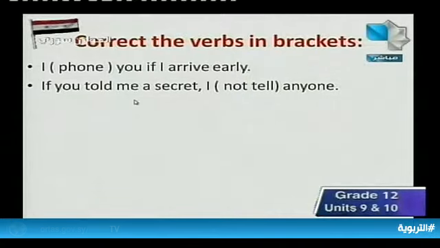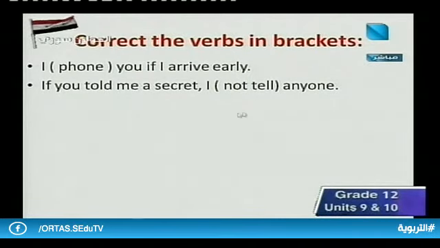The next one. If you told me a secret, I wouldn't tell anyone, because we have told, simple past. So this is type two. I wouldn't tell anyone. In the main clause, we need to use would. Would with the infinitive or the base form.